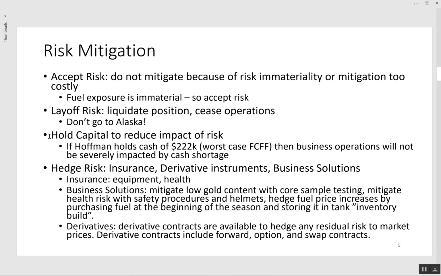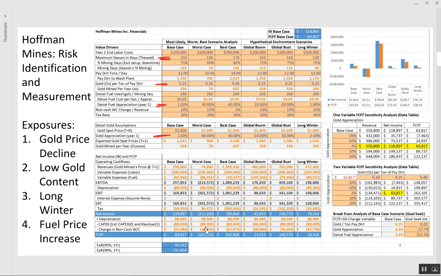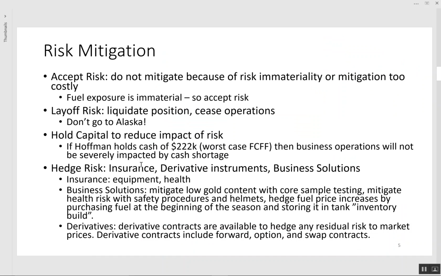Another alternative in risk mitigation is you're not really affecting the risk. All you do is you hold capital to reduce the impact of risk. So if I look at our worst case scenario, we lose $222,000 in cash. One risk mitigation technique is just to make sure you have $222,000 in cash, capital. So if that worst case scenario occurs, your firm still has cash to operate. So you're maintaining the viability of your operation.